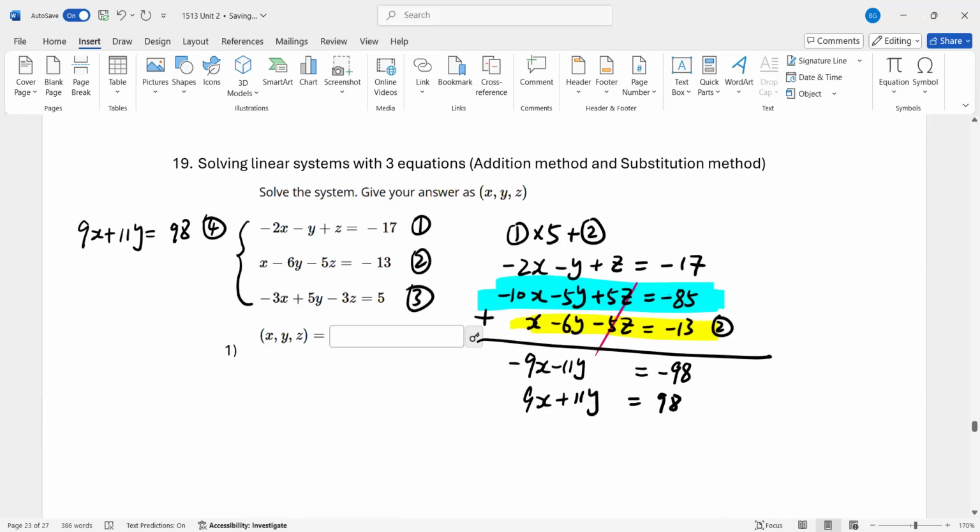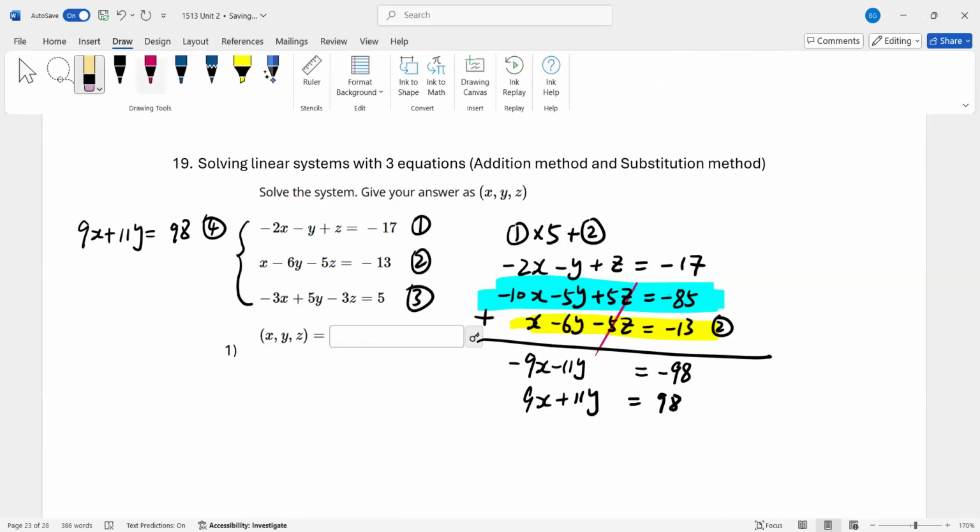Okay, now we have the whole page. Now I'm going to do equation 1 times positive 3 and add it on top of equation 3. All right, so that's the idea. Let me write equation 1.